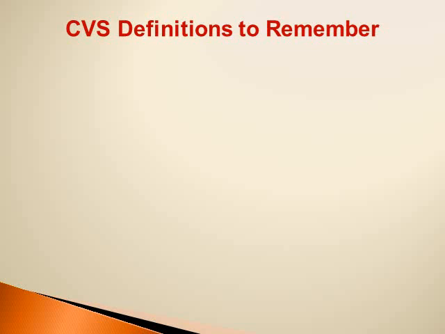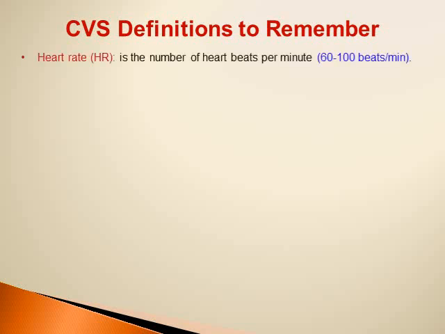Now we go to the second part of the lecture, which is the cardiac output and how to regulate the cardiac output. But before starting that, let's remember important cardiovascular system definitions. Heart rate is the number of heartbeats per minute, and the average is between 60 and 100 beats per minute. And we said that at rest the heart is under the parasympathetic tone, so the average is usually not 100 but 70 beats per minute.